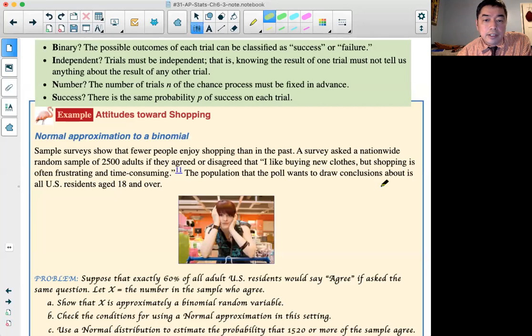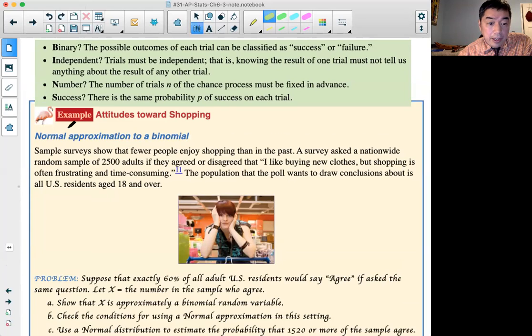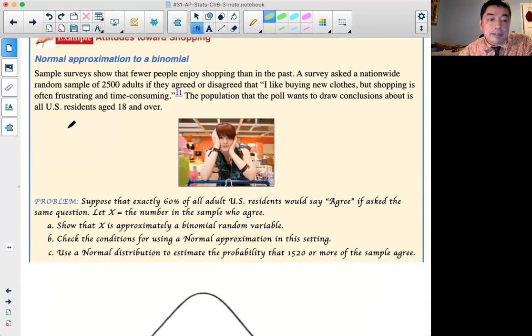Okay, this is number 3 video, chapter 6.3, 6-3 and assignment 31. Okay, it is about the normal approximation to the binomial.